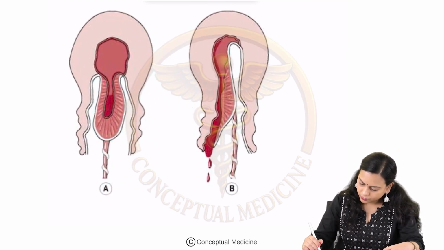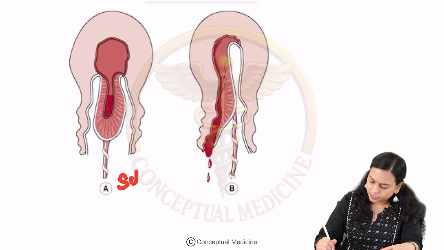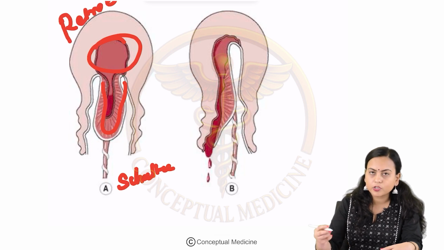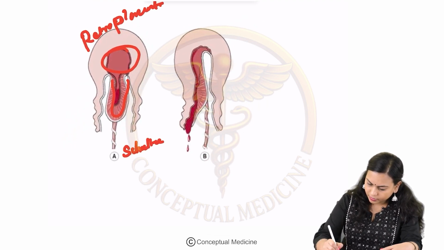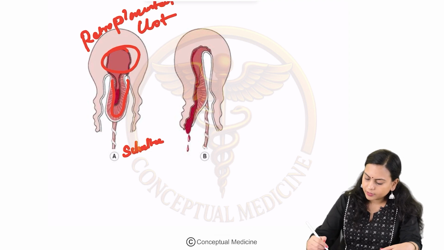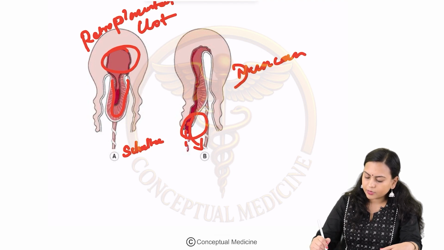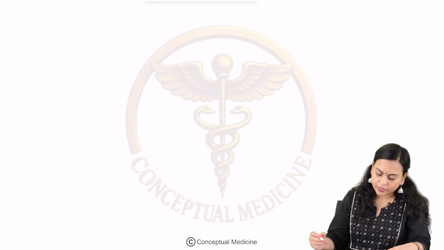Okay. Now, we will see the 2 methods. So, which is the Duncan method and which is the Schulze method? See here. Okay. So, this is the Schulze method because you have a central separation and a formation of retroplacental clot. I forgot to tell this, there is a formation of retroplacental clot in Schulze method. Whereas here in a Duncan method, marginal separation is happening, okay, and it is the maternal surface of the placenta which is going to present first, and there is an increased amount of bleeding also. Clear? Yes.